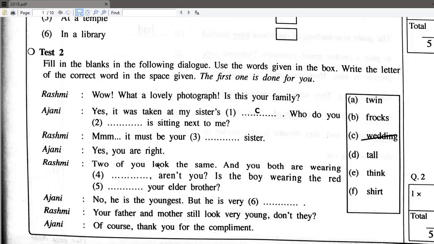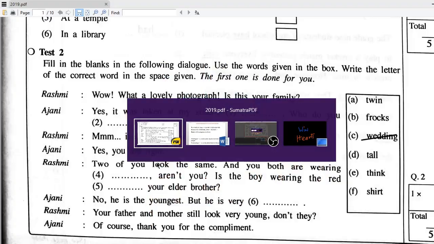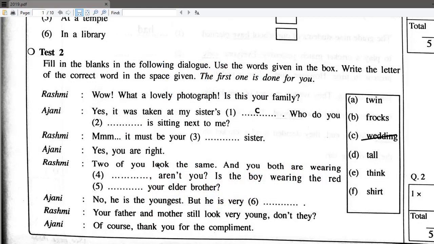Why are you asked to write the letter? Did you think about that, my dear children? Now let us go through this particular activity, right? Then you might get the idea. Now one girl says, wow, what a lovely photograph. In this case, lovely is an adverb. Or is it an adjective? It is something for you to think through, right?